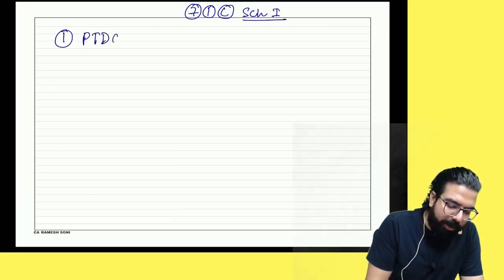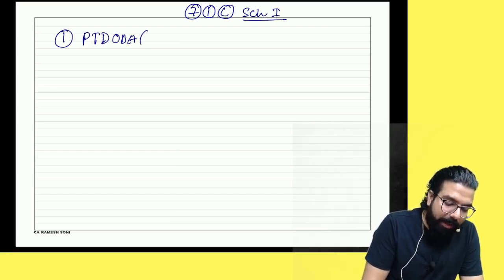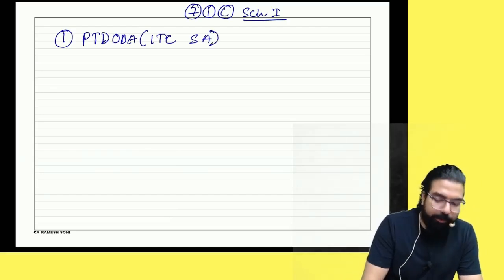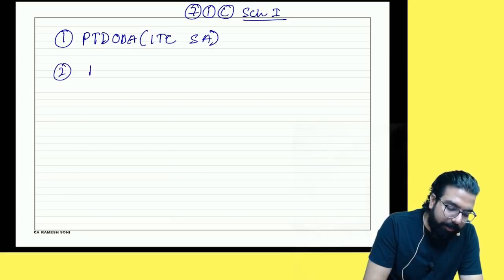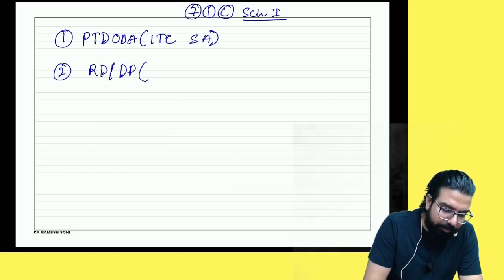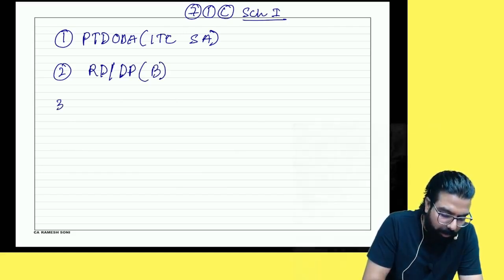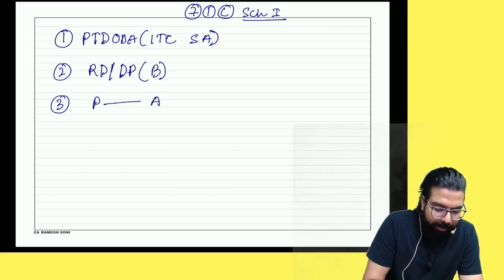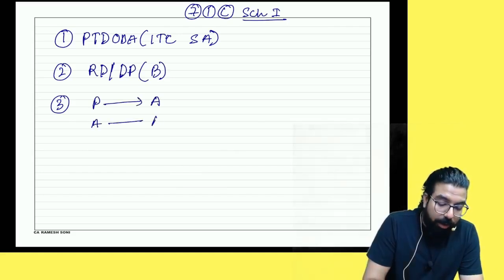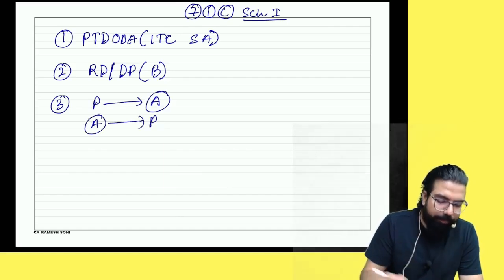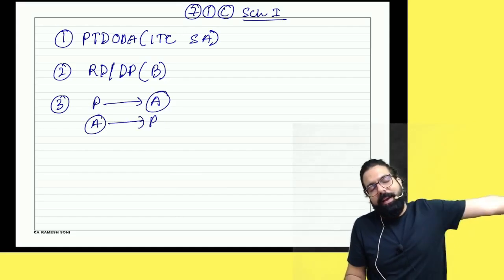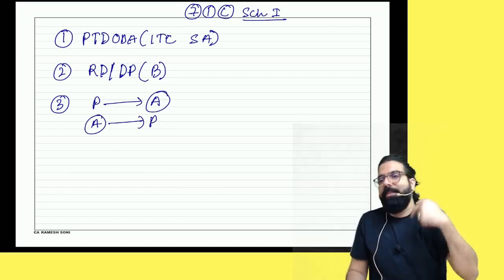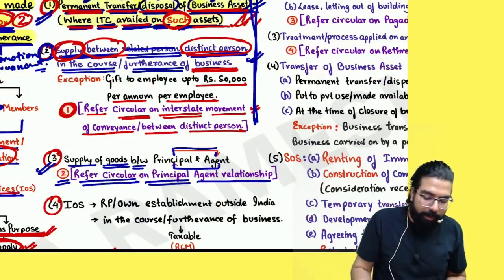Permanent transfer or disposal of business where ITC has been availed on. Anyone any doubt with this? Supply between related or distinct persons in the course or furtherance of business. Third one, principal to agent or agent to principal. Which is this agent? Who sells in his name or buys in his name. Can I go ahead, everyone?